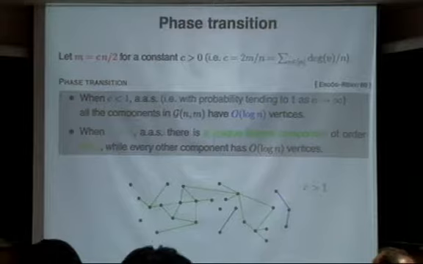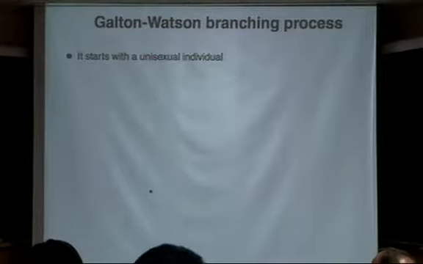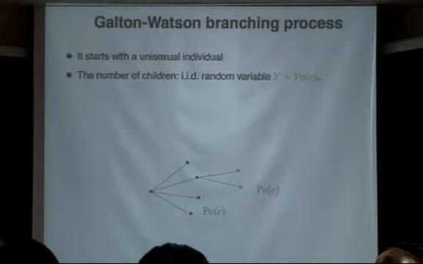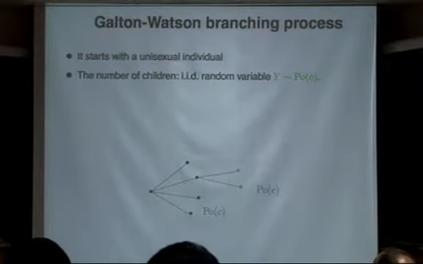And there I said that as an approximation, one uses the Galton-Watson process. So let me explain what it is. The Galton-Watson branching process starts with a unisexual individual, and the number of children is an IID Poisson random variable with the mean C. C is the same as the average degree in the graph. Now we start from a root node, and it has Poisson many children, and each of its children also has a Poisson number of children, and they are independent of each other, and so on and so on.